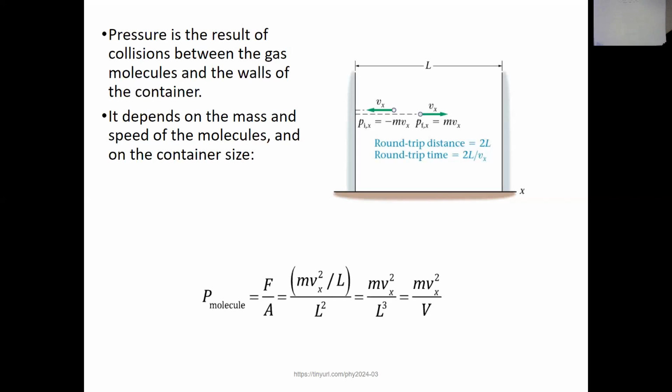So for the collision that happens, the impulse the wall receives, I, is going to be equal to the change of momentum of the molecule.